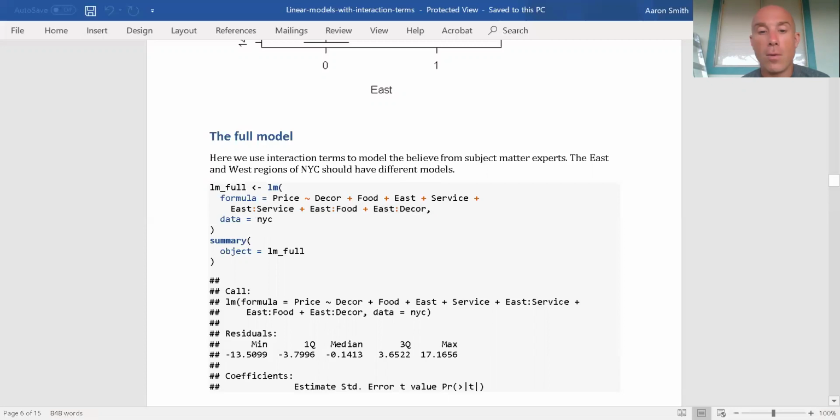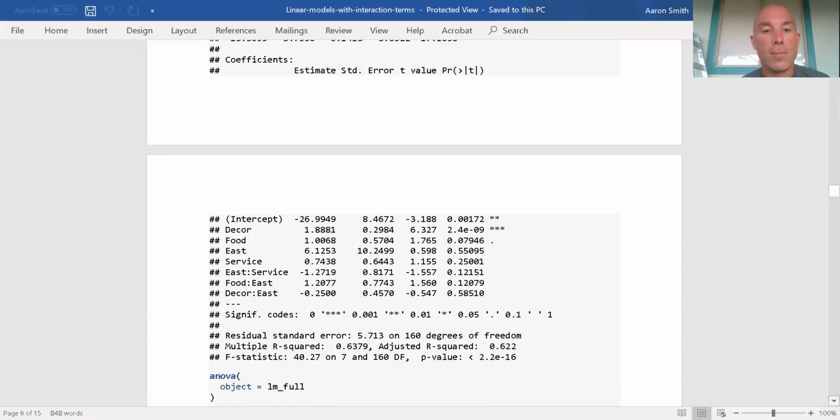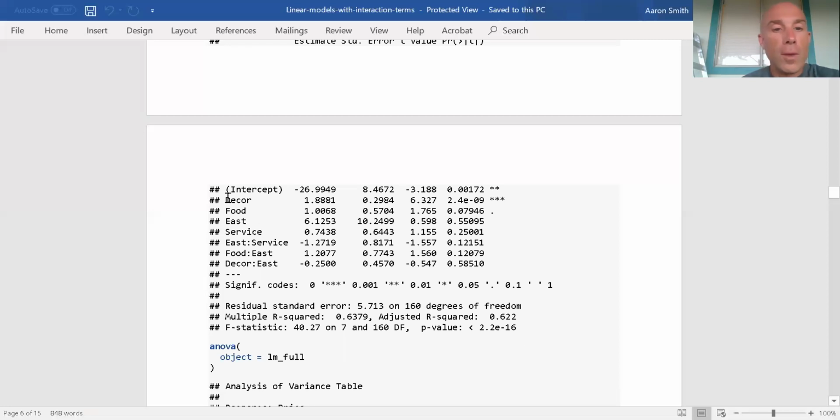All right, so let's take a look. Here, the slope for decor when it's west is 1.9. When we're talking about east, if I want the slope for the east model of decor, I have to take this value and add it to this value. So 1.9 minus 0.3, so 1.6 is the east decor slope. Now for food, the slope for food is 1 if we're talking about west. Now the slope of food for east is 1.2.